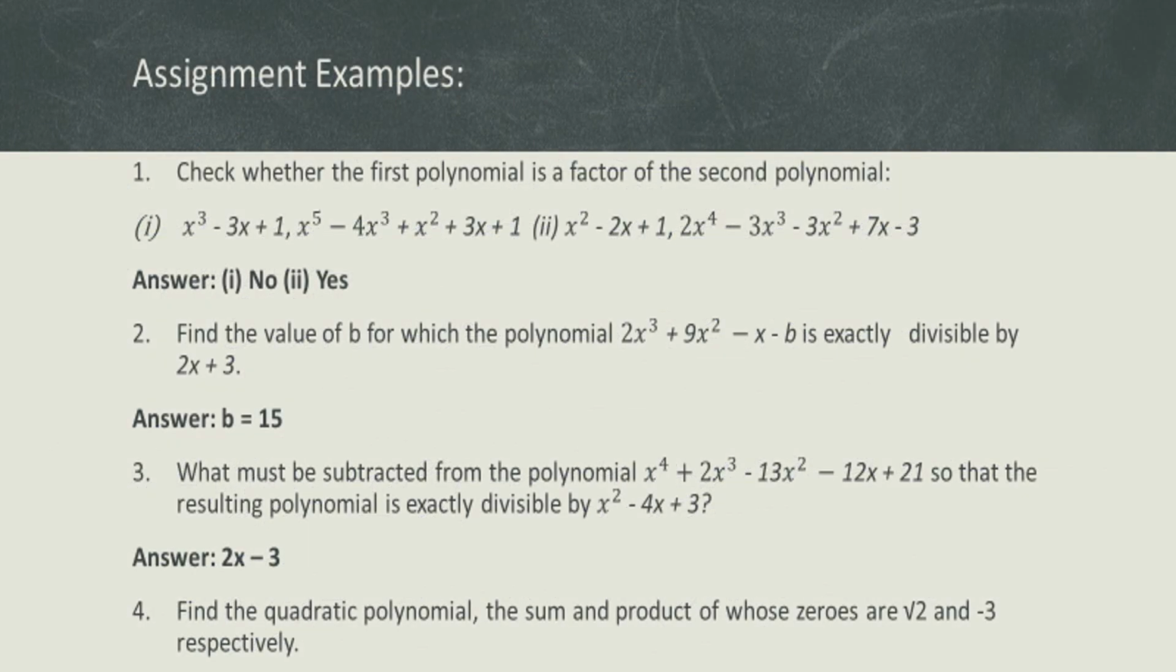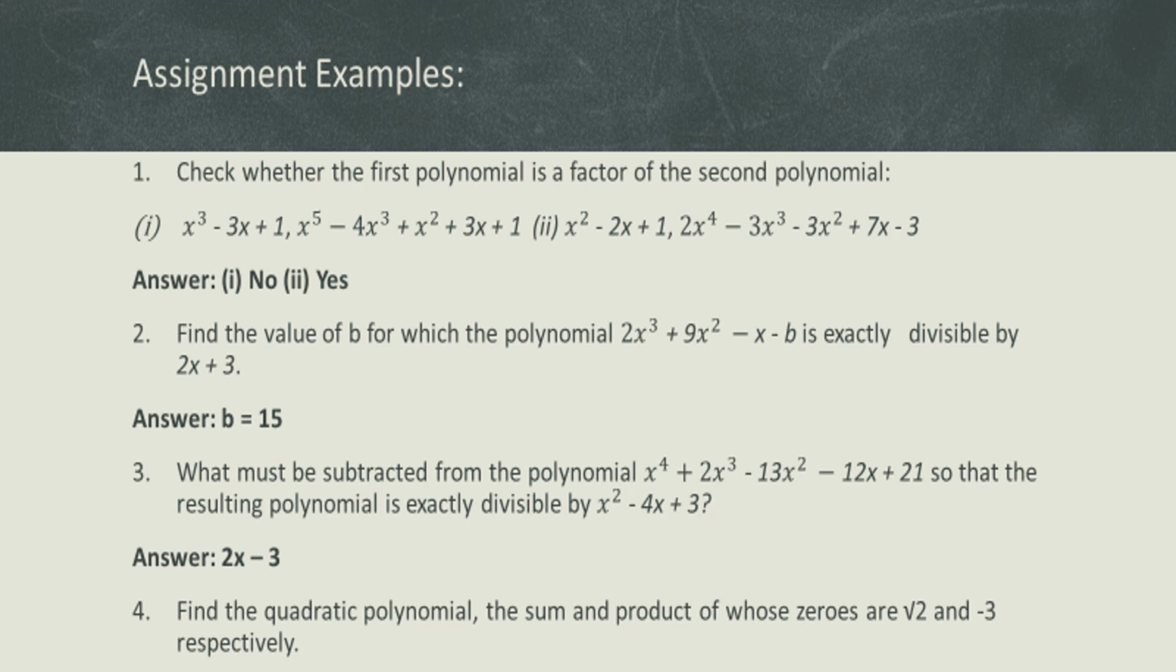Some assignment examples for practice. Check whether the first polynomial is a factor of the second polynomial. In this, you just divide it, and if the remainder is 0, it will be a factor, and if the remainder is not 0, it will not be a factor. Find the value of b for which the polynomial 2x cube plus 9x square minus x minus b is exactly divisible by 2x plus 3. Again over here, if the remainder is 0, it will be exactly divisible. So whatever remainder you are getting, on the basis of that, you will get the value of b as 15.